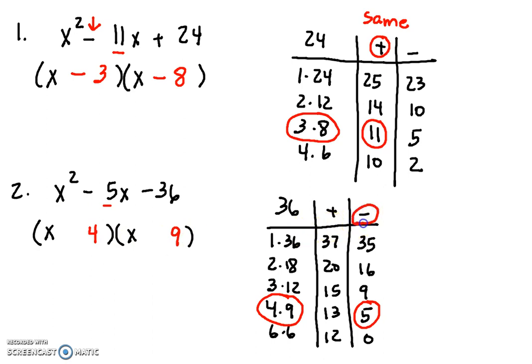And the 5 was in the minus column, which tells me my signs that I'm going to put in my parentheses over there are going to be different. So again, I look at this sign right here. If these are going to be different, then whatever this sign is goes with the larger of these two numbers. So my 9 gets the negative, and my 4 will get the positive. And there's my answer.